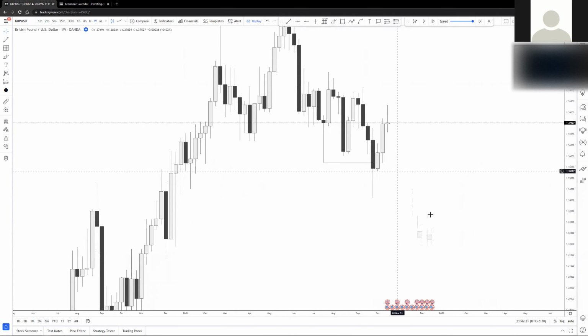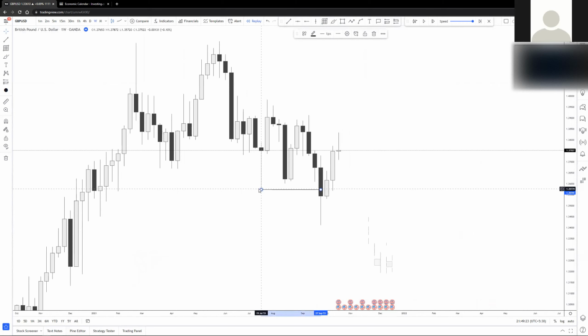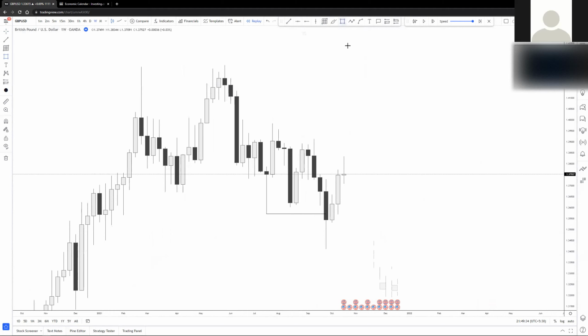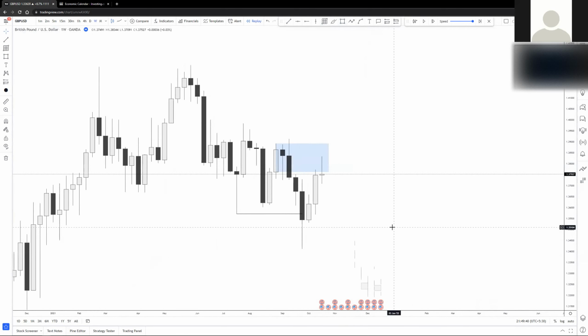On the weekly, what do we have? We have a major breakout structure, and that is bearish. That confirms that the market is still bearish. And where are we currently at? We are inside of an order block, inside of a weekly order block.